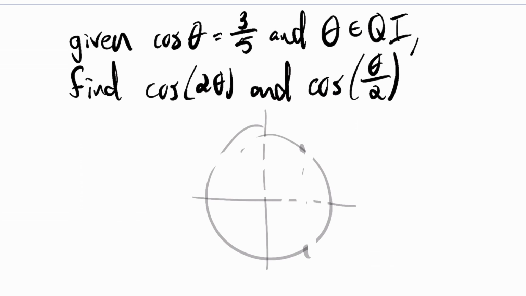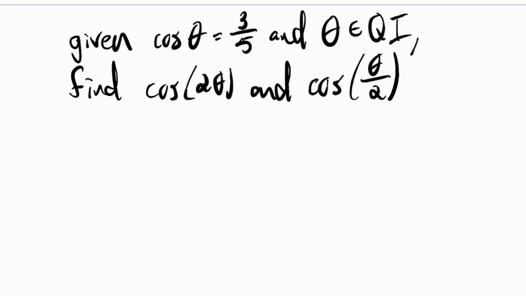So we are going to be looking for cosine of 2 theta and cosine of theta over 2. Now for cosine 2 theta, I just pick any one of the three double angle formulas for cosine and apply that. I don't need to worry about quadrants. That's handled by the formula. But for the half angle formula, because there's a plus minus in the formula, I do need to know which quadrant I'm working with.